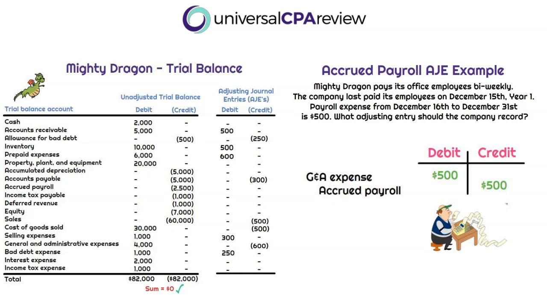So this is almost always going to be on a company's balance sheet and trial balance at the end of the year, because there's almost certainly going to be employees that have services rendered but haven't yet fully been paid. So how does this get recorded into our adjusting entries columns? Well, that $500 debit to G&A expense, that's going to be a positive $500 in the debit column. And then for accrued payroll, since we're increasing that liability account, that's going to be a negative 500 in the credit column.